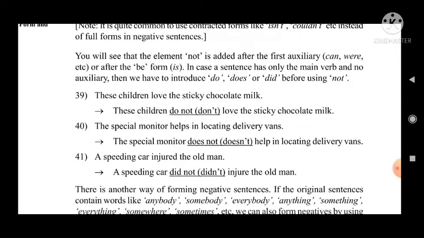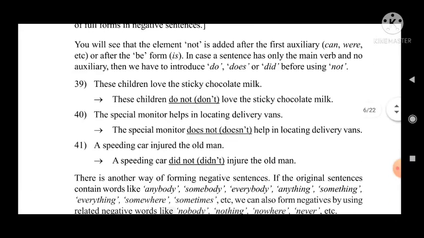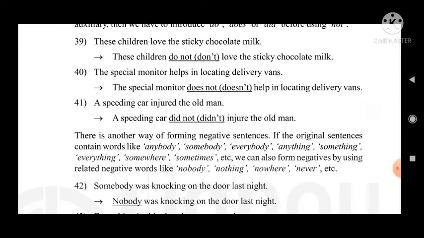These children love the sticky chocolate milk. These children do not love the sticky chocolate milk. The spatial monitor helps in locating delivery vans. The spatial monitor doesn't help in locating delivery vans. A speeding car injured the old man. A speeding car did not injure the old man. So don't, doesn't, didn't we use in sentences to make negative sentences.